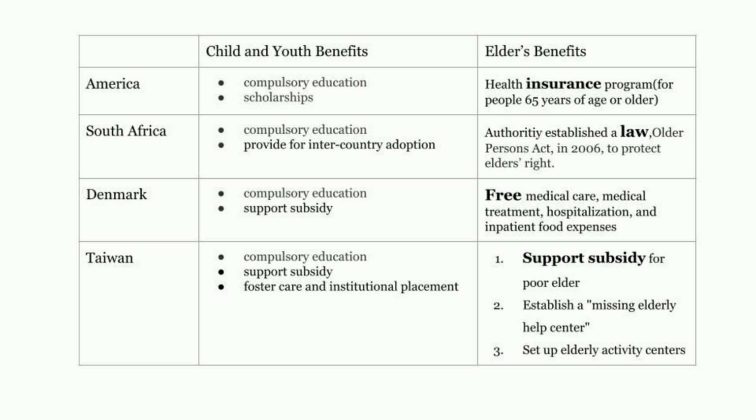For the elderly, all the 4 countries focus on them, especially health. For example, America has health insurance, while Denmark has free medical care for them. Taiwan has a cool center called the Missing Elderly Help Center to help the missing elderly back home. South Africa established a special law for the elderly. Maybe due to the aging society that we can see that countries all care about the elderly very well.